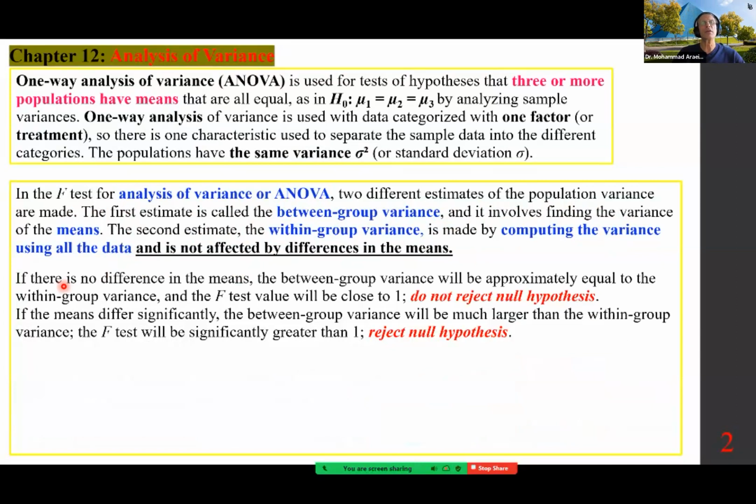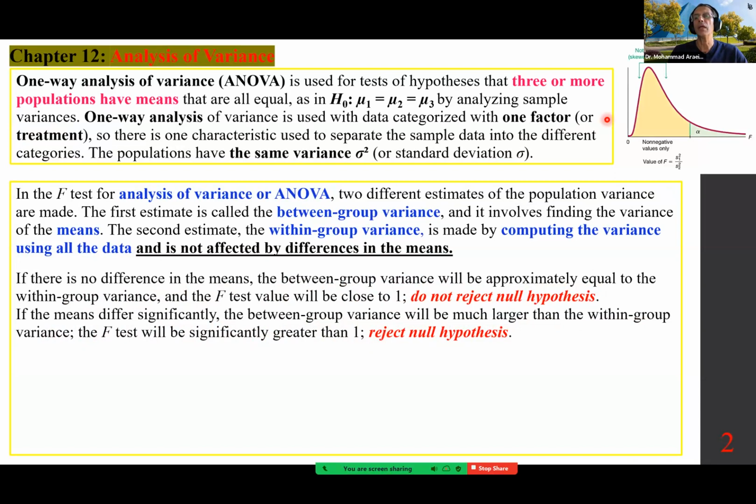If there is no difference in the means, the between group variance will be approximately equal to the within group variance, and the F test value will be close to 1. Do not reject the null hypothesis. If the means differ significantly, the between group variance will be much larger than the within group variance. The F test value will be significantly greater than 1, therefore reject the null hypothesis.